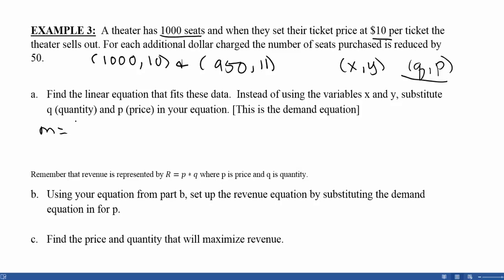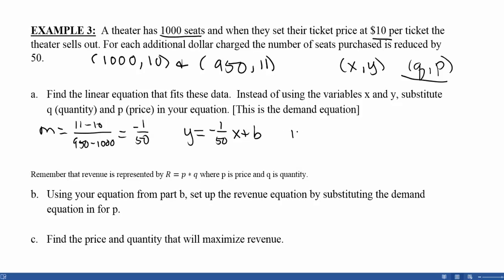So here, I'm going to do 11 minus 10 divided by 950 minus 1,000. That's going to give me negative 1 over 50. So the slope of my line is negative 1/50th. So here I have y equals negative 1/50th x plus b. In order to solve for b, I need to plug in one of my points. It doesn't matter which point I plug in, I'll get the same answer. So I'm going to use the first one.